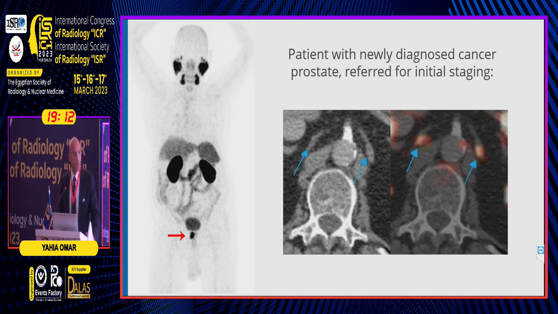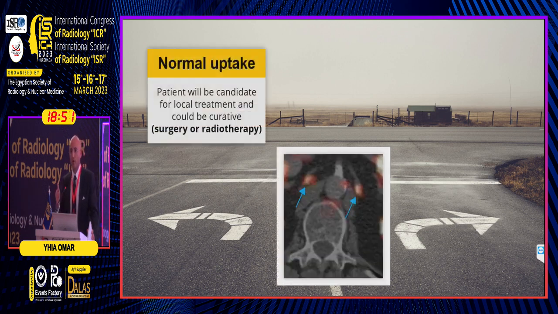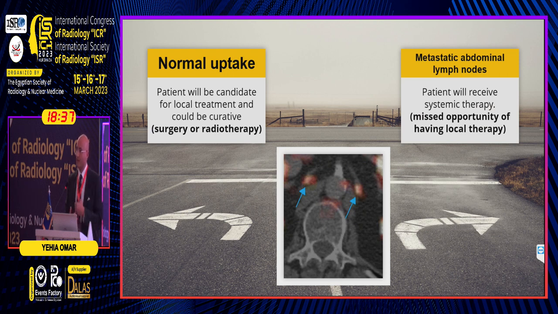Now let's assume in the abdomen we have this. We have two rounded active nodules in the para-aortic regions. So what are they? Now you have two options to report that, and two pathways that are completely different than each other. The first one is to report these as normal uptake, so the patient will be candidate for local treatment, whether surgery or radiotherapy, or the other pathway, that these are metastatic abdominal lymph nodes, then the patient will receive systemic treatment and he will miss the opportunity of having a local therapy. So completely different pathways according to how we report our case.